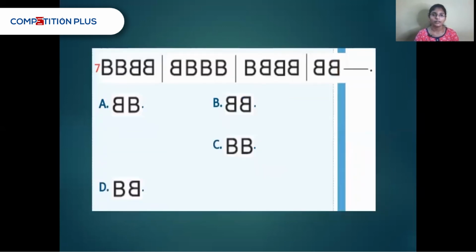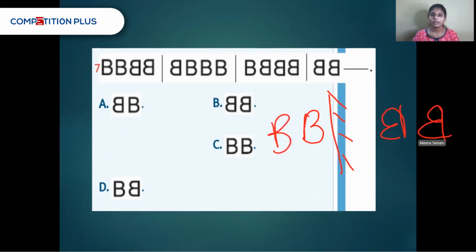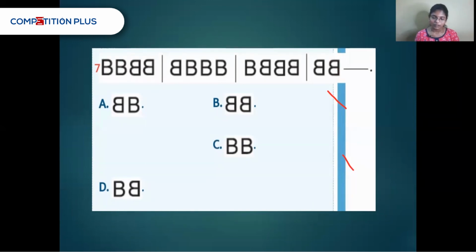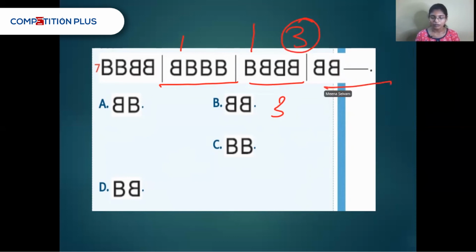Next is the 7th question. You're having the mirror images of the letter B. So the letter B's mirror image would obviously be in this way. Got it? So when you have two B's, this would be displayed like that. The same thing happens here also. So next term, only one letter is a mirror image. The three letters are normal letters. And in the third term, you have one normal letter and three mirror imaged letters. So what would be the fourth term? Two mirror images means two normal letters. So BB is the correct answer, option C.